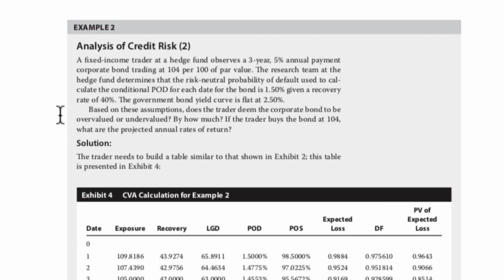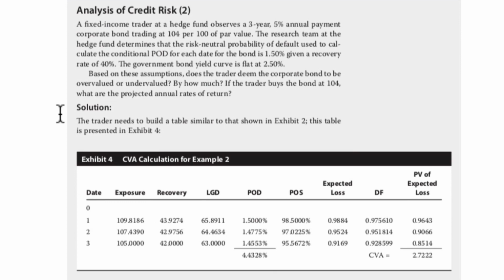All right, example 2. A fixed income trader at a hedge fund observes a 3-year, 5% annual payment corporate bond trading at 104 per 100 of par value. If you recall, in one of the earlier slides I used this as an example. The research team at the hedge fund determines that the risk-neutral probability of default, used to calculate the conditional probability of default for each date for the bond, is 1.5%, given a recovery rate of 40%.